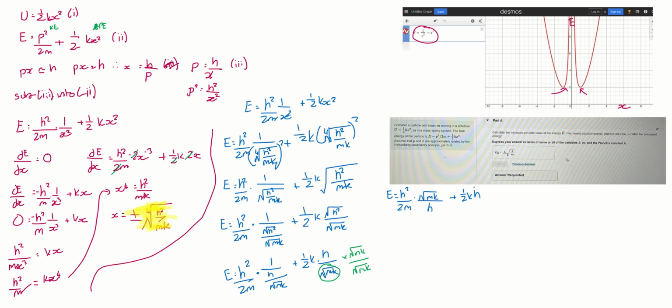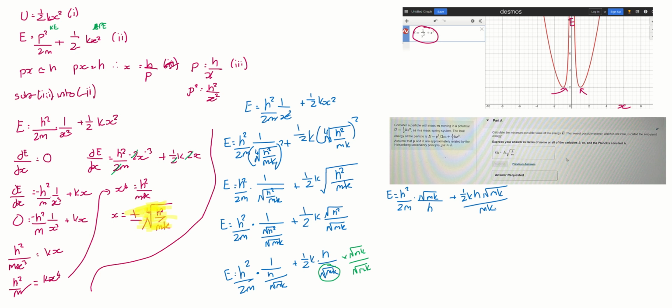But that means we end up getting plus a half k h. This goes on forever, this question, but it is a standard proof. Over root mk over mk. So still looking a bit messy. Is there anything we can cancel out? Yeah, there is something we can cancel out. Let's have a look. What can we cancel out of this?